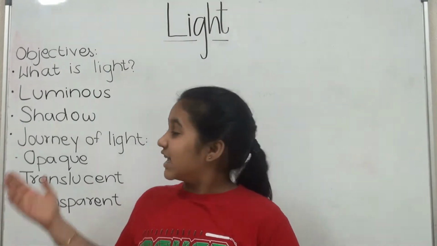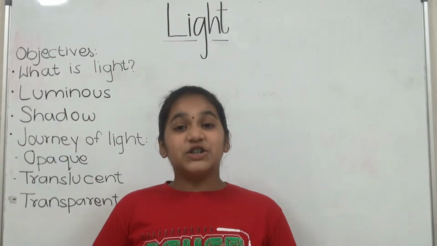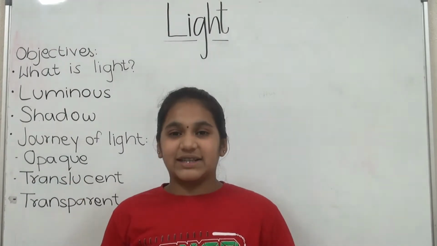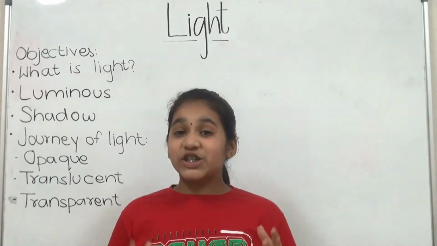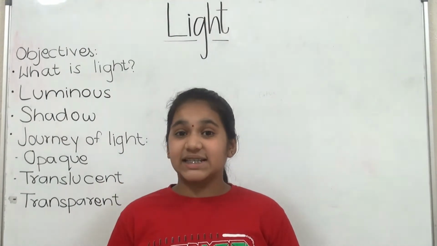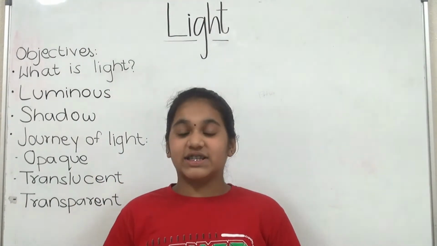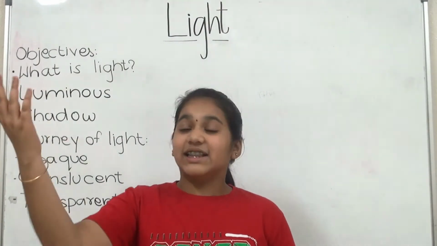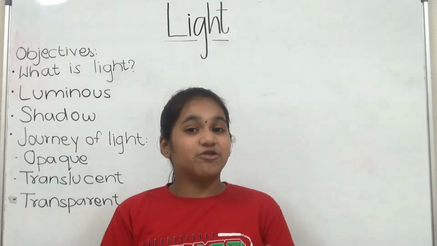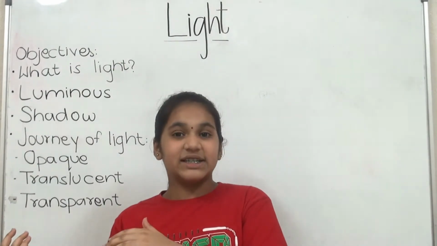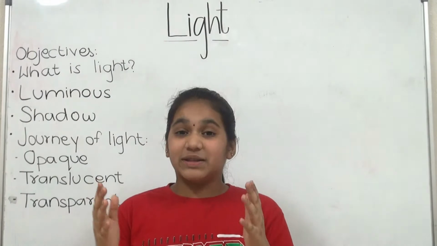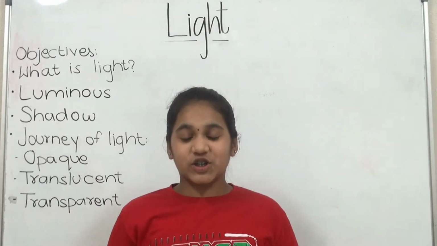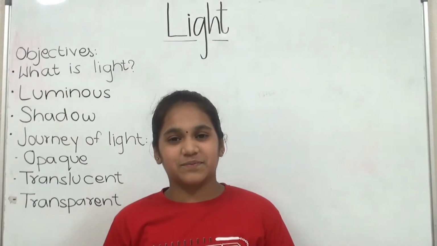The next, shadows. Shadows are dark areas which block the light energy. Shadows form because, as I said, light always travels in straight lines. So when an object is there and the light ray comes, the light rays don't bend behind and then pass through. Since it always travels in straight lines, they form a shadow behind the object.